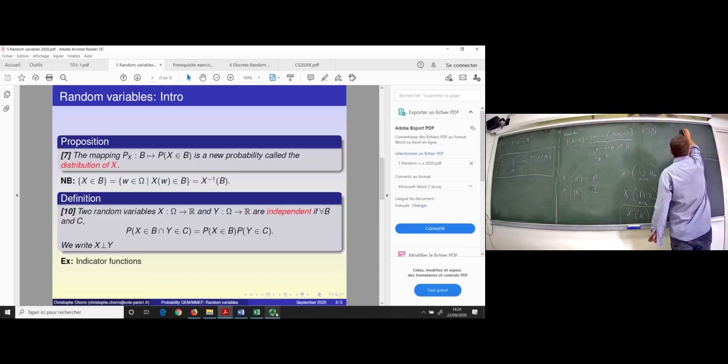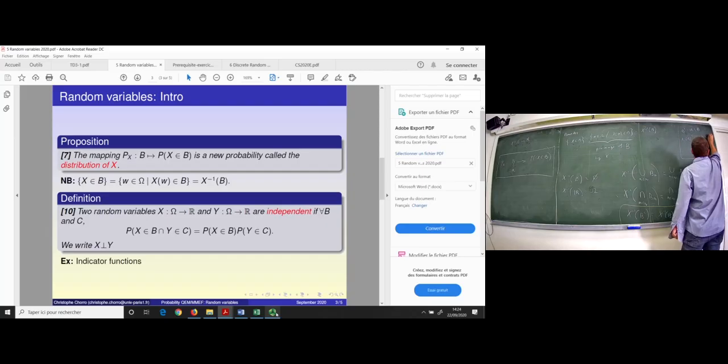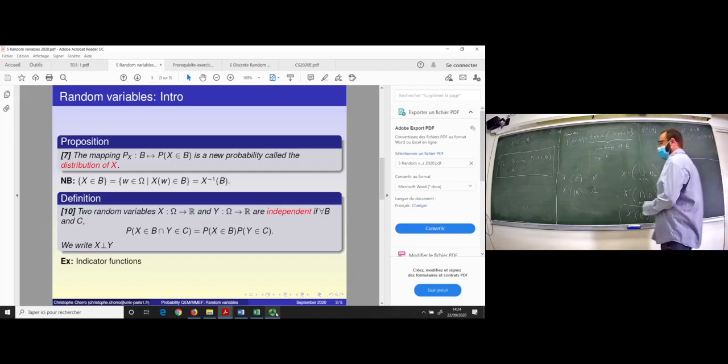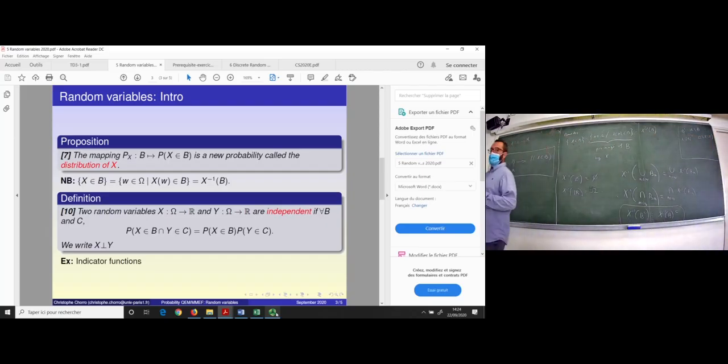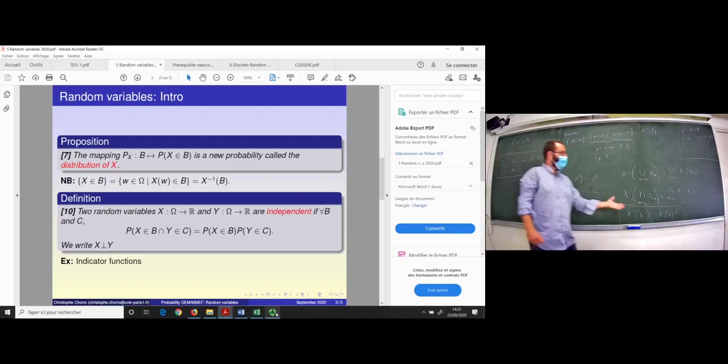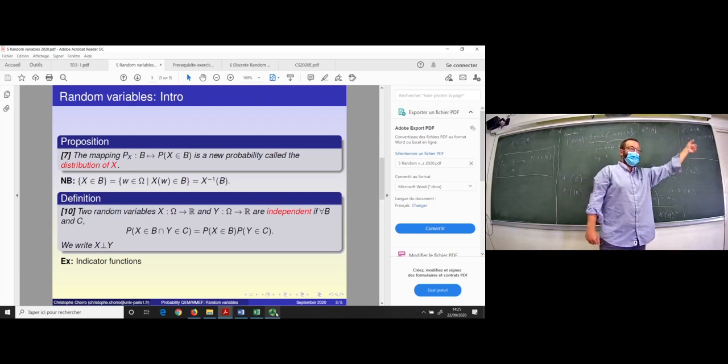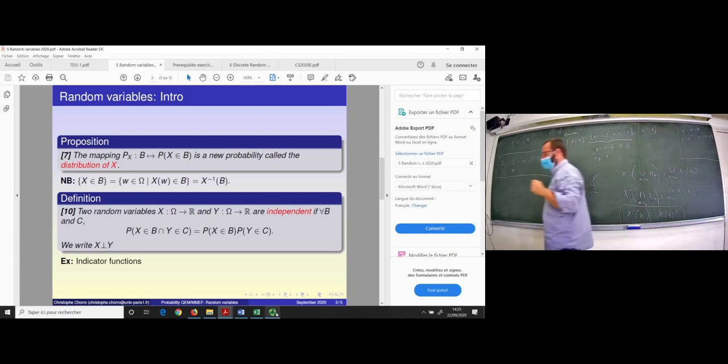What I mean is this one, that B complementary is equal to R minus B, while X minus 1 of B complementary is omega minus X minus 1 of B. B lies here as a subset of R, while X minus 1 of B is a subset of omega. So when I define the complementary set, just keep in mind that I don't have the same underlying universe.